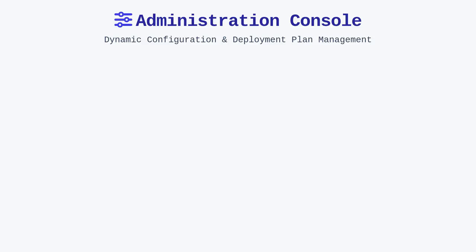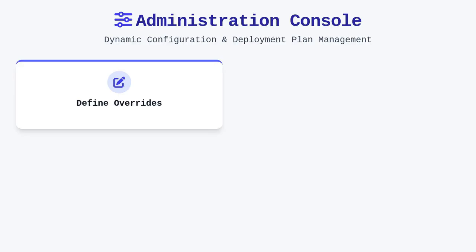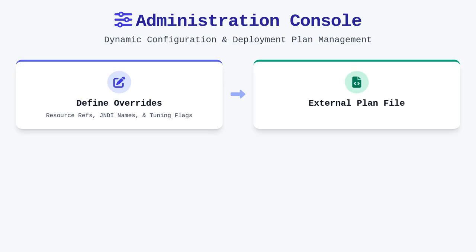Navigating the administration console reveals the practical side of manipulating these configuration parameters. When you initiate the deployment process, the console provides an interface to define custom property overrides, such as resource references, JNDI names, or specific tuning flags like pool capacities. As you adjust these values in the console, WebLogic can dynamically save these modifications into an external plan file that you can store in your version control system or deployment automation repository.